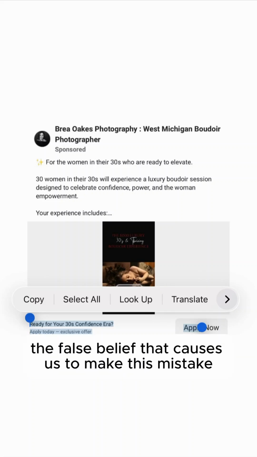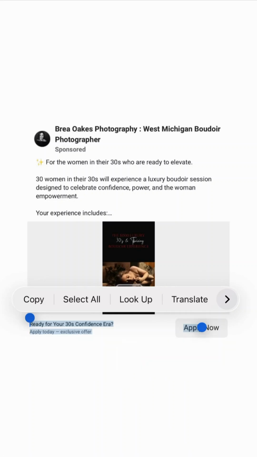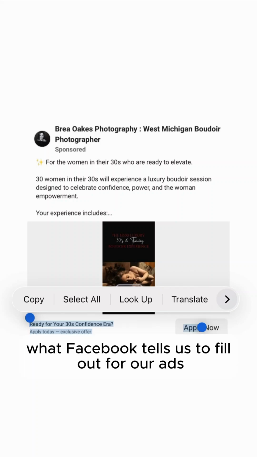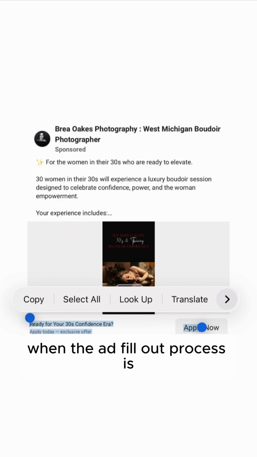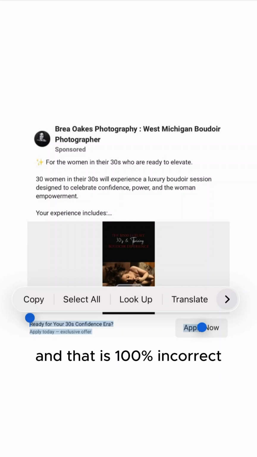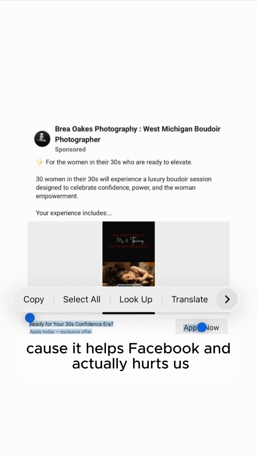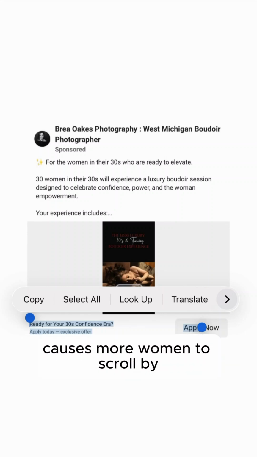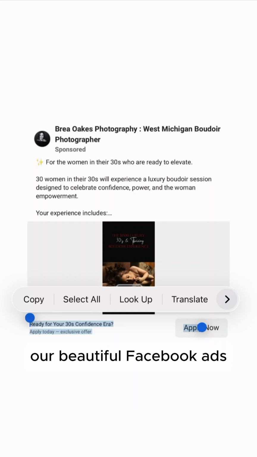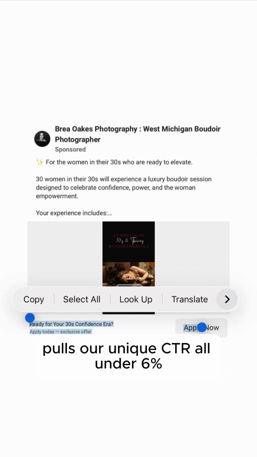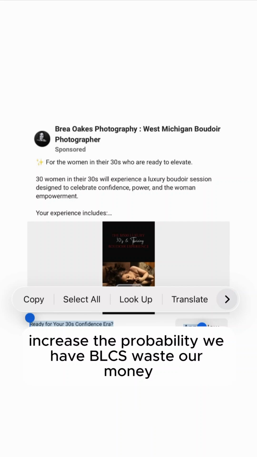The false belief that caused us to make this mistake is that we're trusting what Facebook tells us to fill out for our ads, when the ad fill out process is what we should fill out for our ads. And that is 100% incorrect. Facebook recommends those things because it helps Facebook and actually hurts us. That's right, it hurts us. Causes more women to scroll by our boudoir Facebook ads, pulls our unique CTR under 6%, increases the probability we have BLCS, wastes our money.